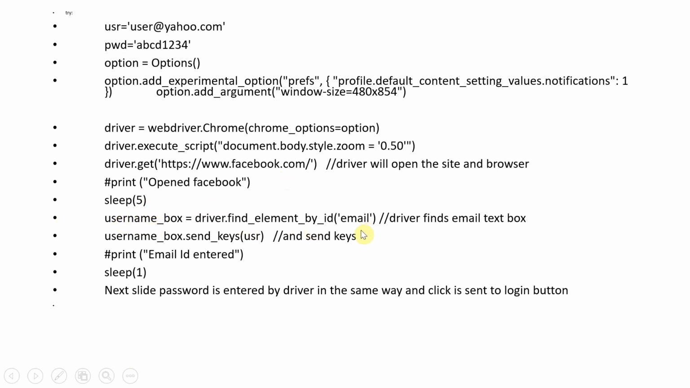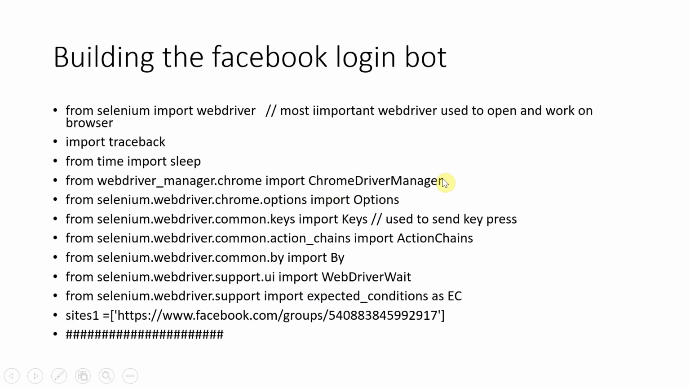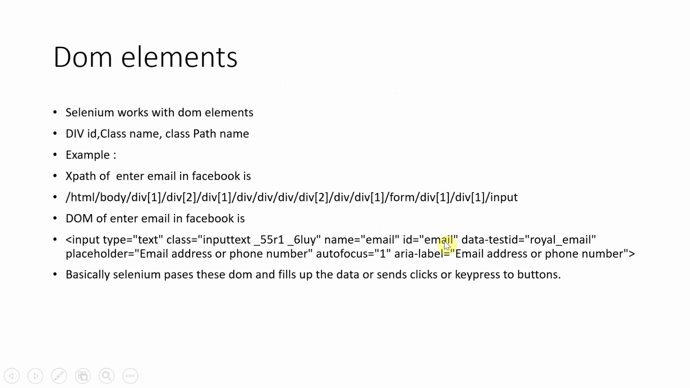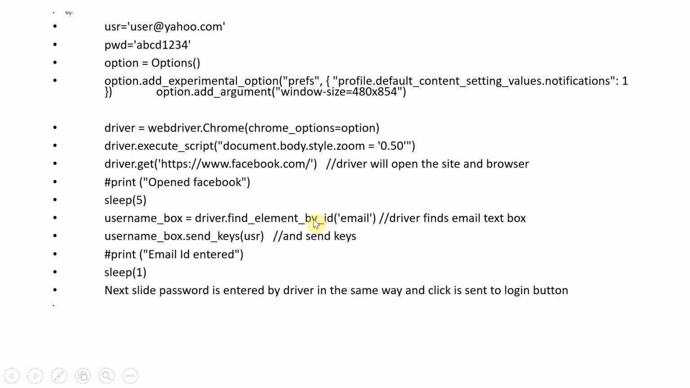And again, now we want to send the email and password. So it's going to go there and find the element by ID. Your driver is going to browse your internet browser and search for this email. Because if you remember, there is an ID email for that particular Facebook email. So it will find that and it will send the keys, the user. Now in the keys, the user password is there. Again, we're going to sleep.